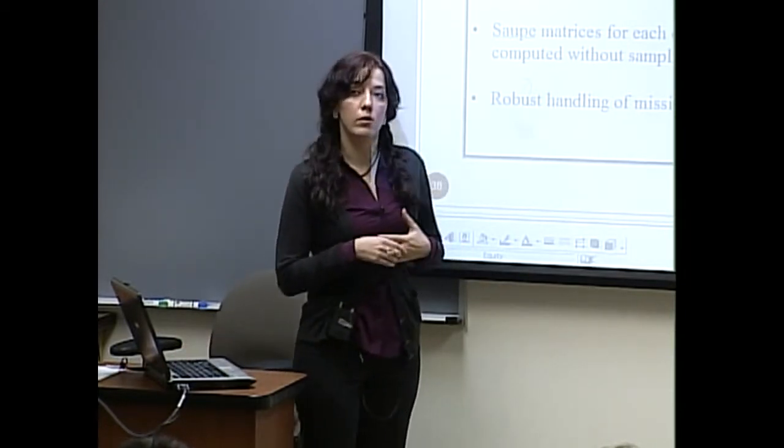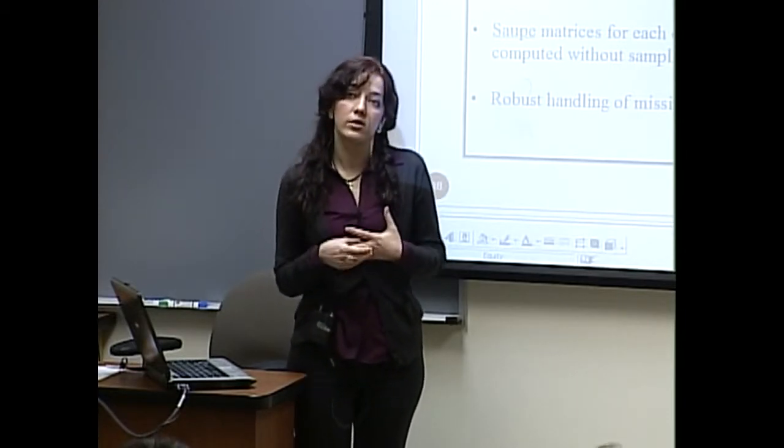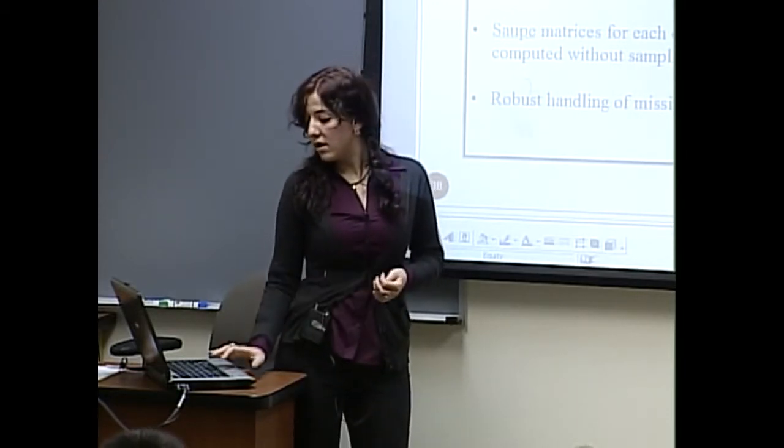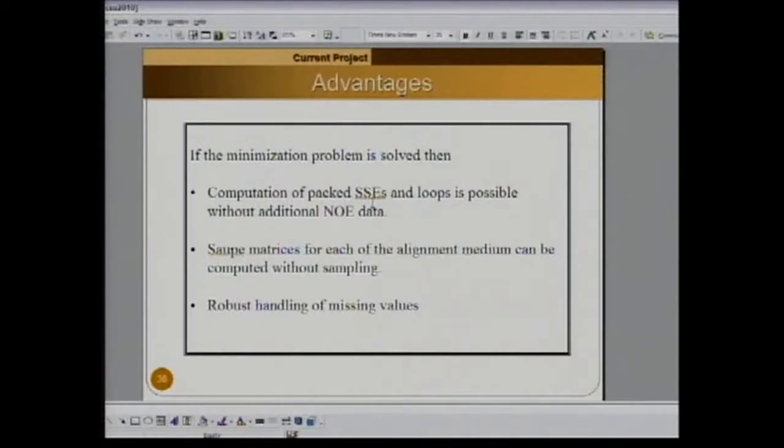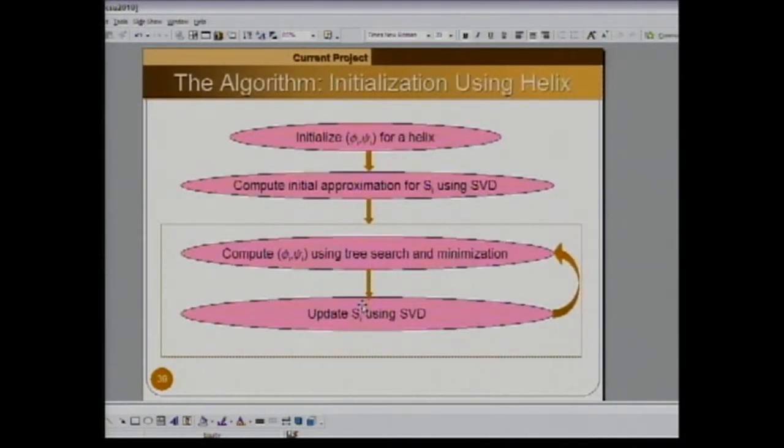First of all, I just want to outline that once we can solve this minimization problem, the advantages would be important in NMR, because we can then compute and pack secondary structure elements and loops without additional NOE data. We do not have to sample for SOAP matrix elements, which makes this method more automated without parameter tuning, and we can handle missing values in a more robust way. So this is the algorithm for minimization of that function.